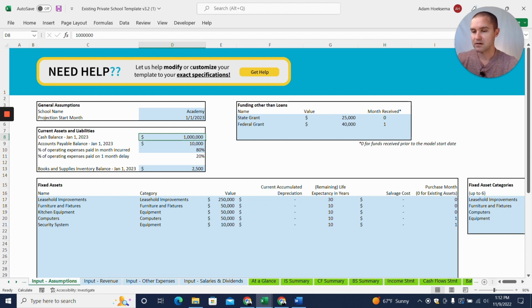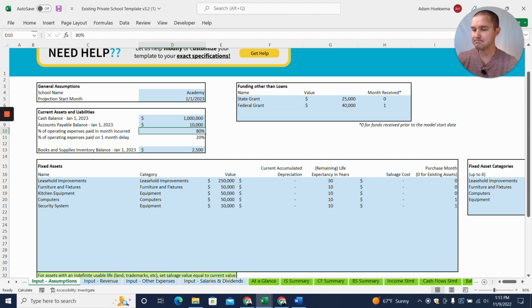And we can put in some funding sources other than loans. So if you have some grant funding, you could put grant funds in here. We also get to say what percentage of our accounts payable we pay in the month incurred versus on a delay. If you have terms with any of your vendors, you can pay that on a delay.